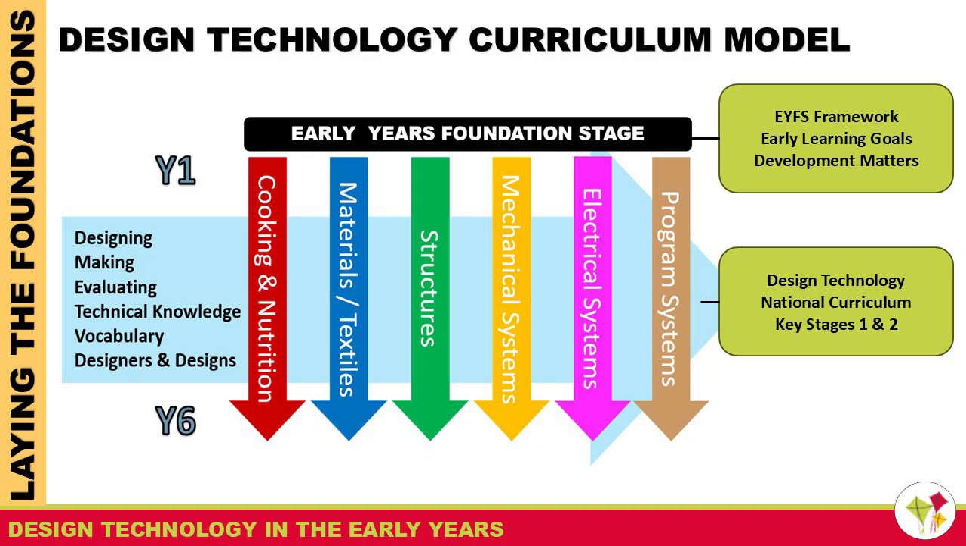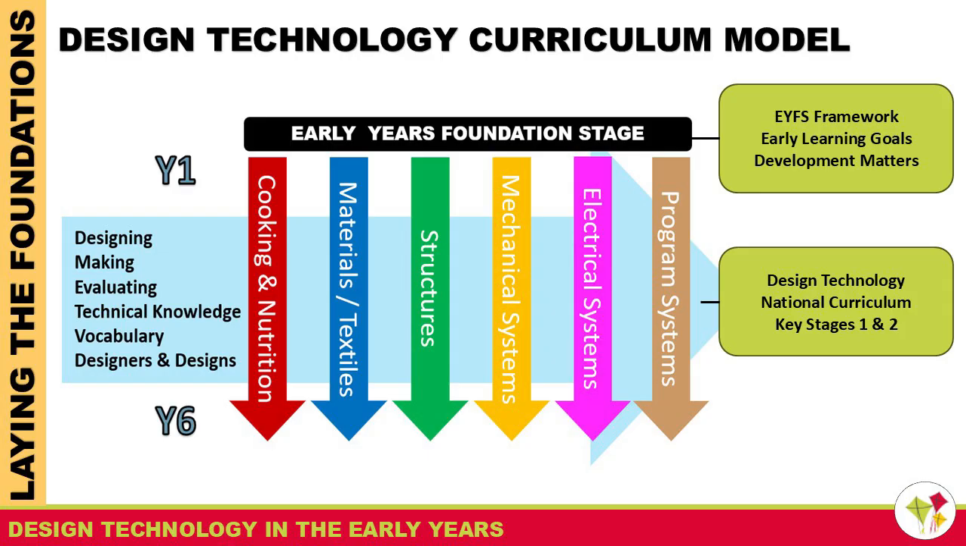To summarise, we have 3 documents that can shape the curriculum in early years and can be used to ensure that design technology-based activities support children's development across all 7 areas of learning. As children progress into Year 1 and beyond, the curriculum becomes more formal and subject-based, and the National Curriculum for Design Technology is used to support curriculum development in key stages 1 and 2.